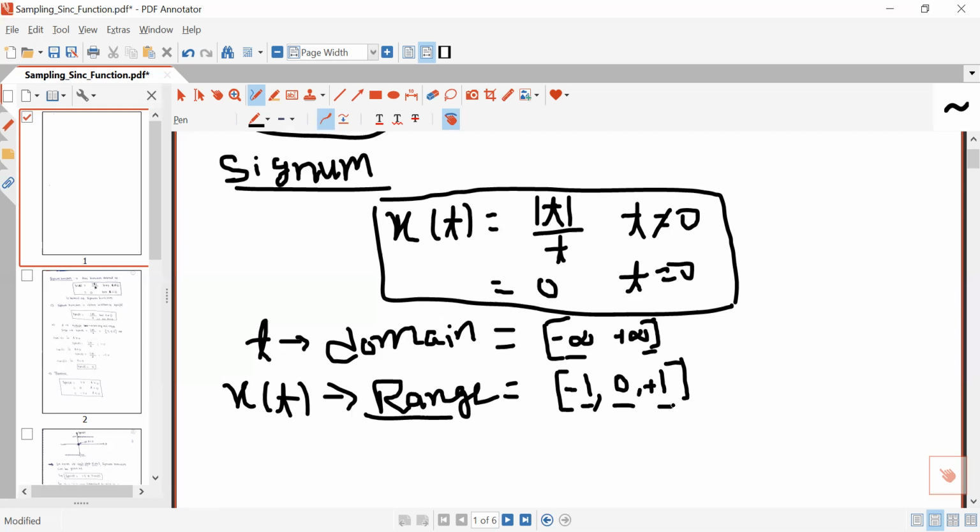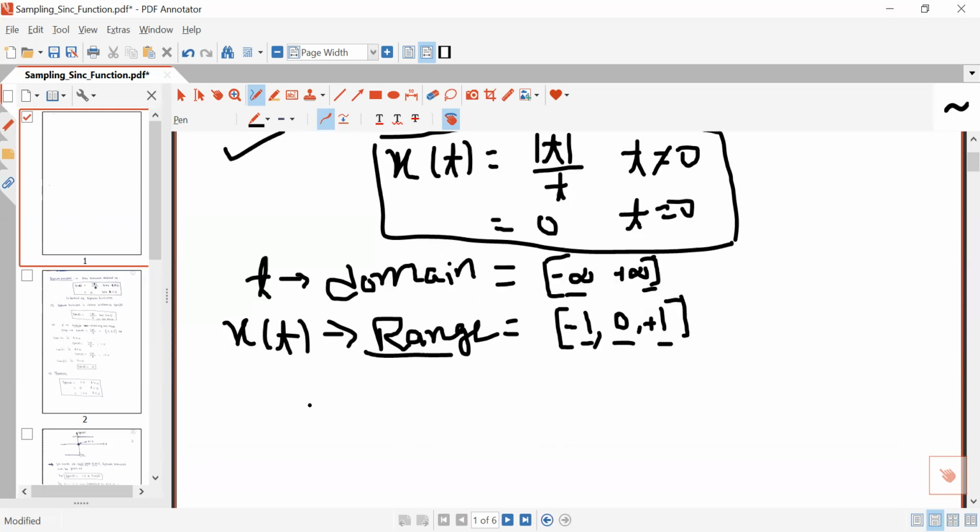Such a type of signal in which the domain has an infinite set of values, but the range can have only 3 discrete values, which are minus 1, 0 or plus 1, that type of signal is called signum function. Let us analyze this signal case by case.